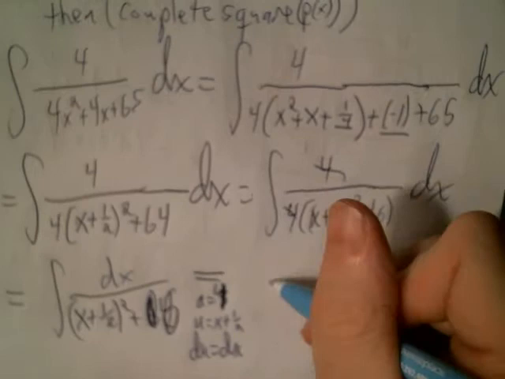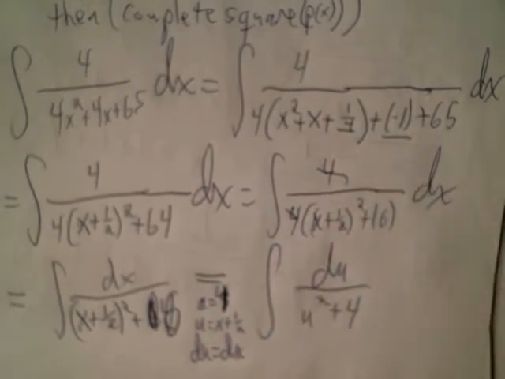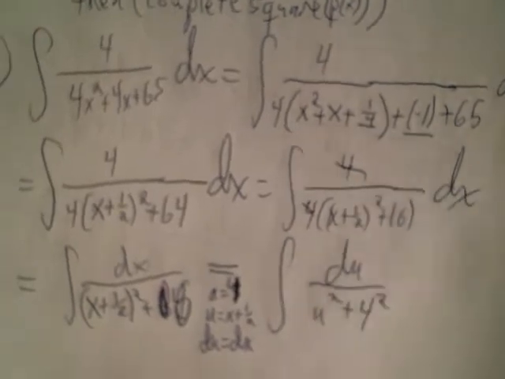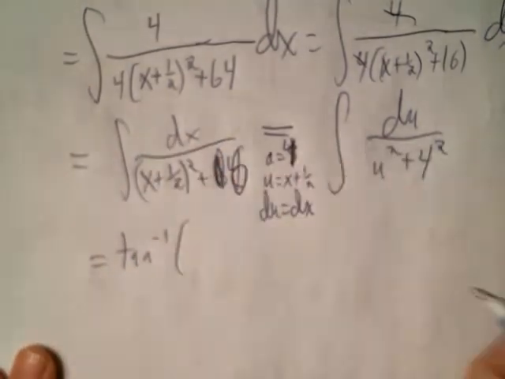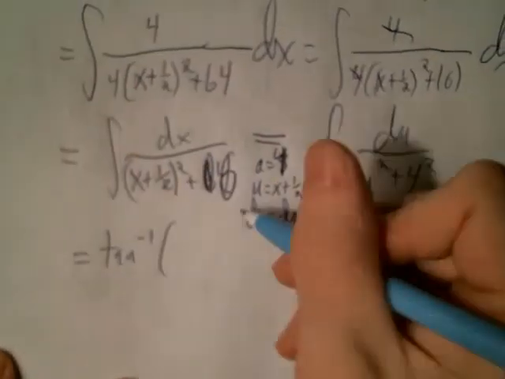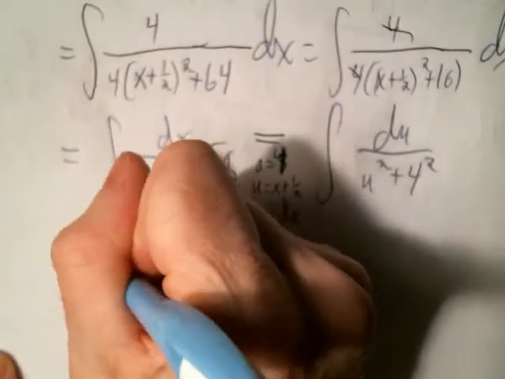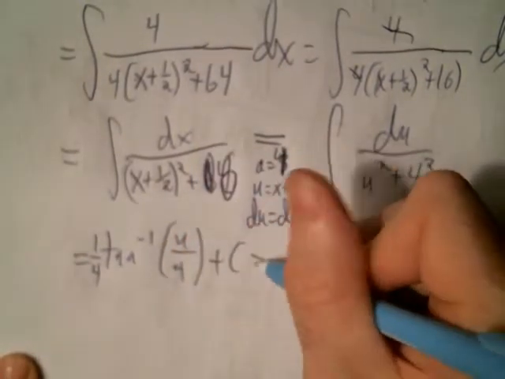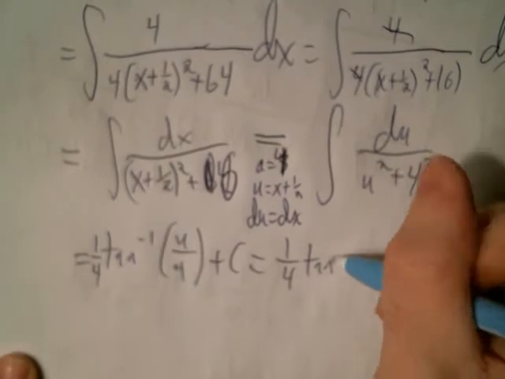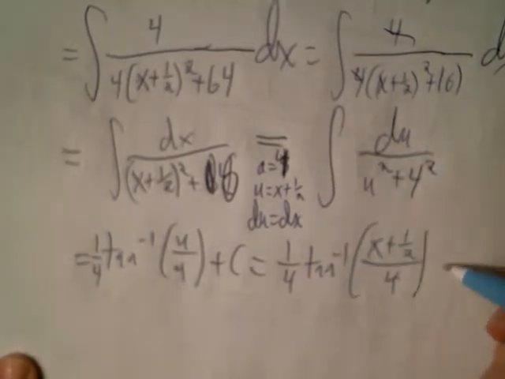Okay? So we can rewrite our integral as du all over u squared plus 4 squared, and then dump it into your tan inverse formula. So we would end up with 1 all over 4, tan inverse of u all over 4, and then plus c. So this would be 1/4 tan inverse of x plus 1/2 all over 4 plus c.